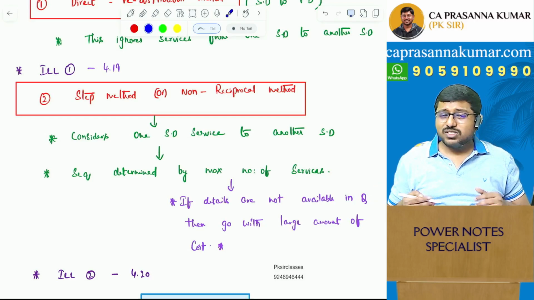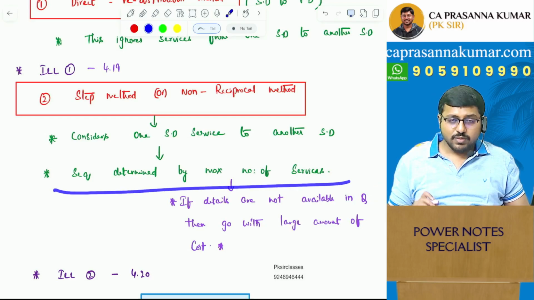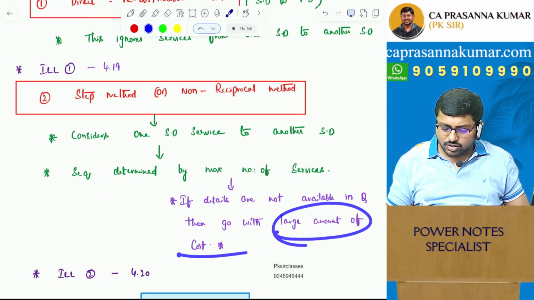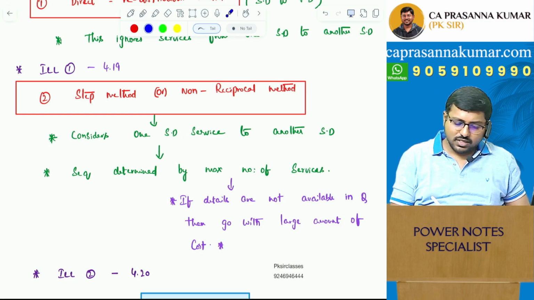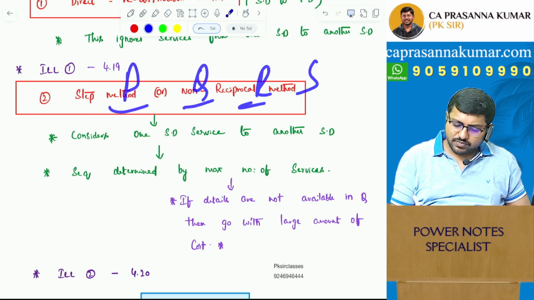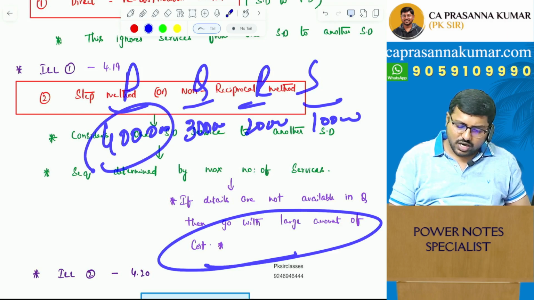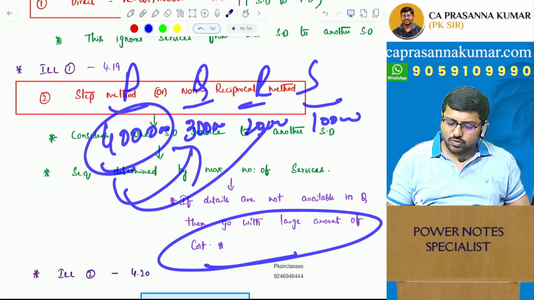If the sequence is not given in the question, then go with maximum number of services. If those details are also not given in the question, then go with large amount of cost. Suppose you have P, Q, R, S. P has got 4 lakhs, Q has got 3 lakhs, 2 lakhs, 1 lakh. Then you'll start with the large amount of cost. You'll start with P first, then Q, then R, then S.